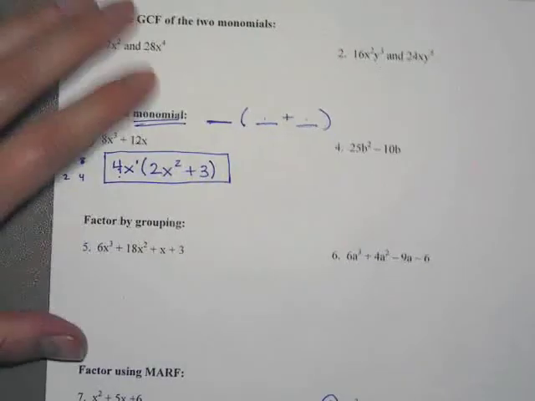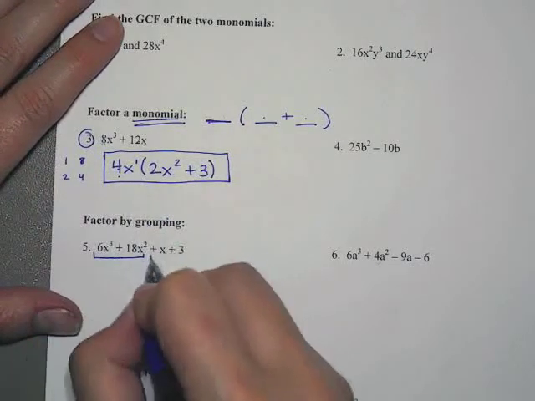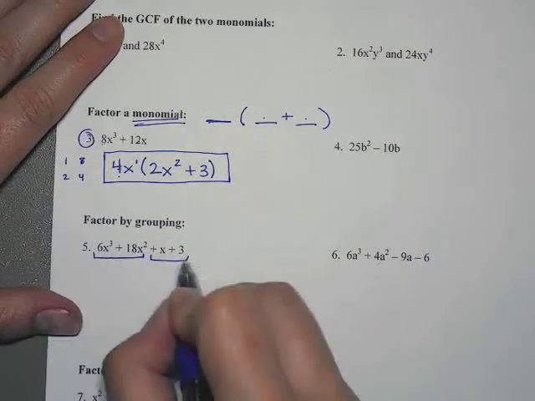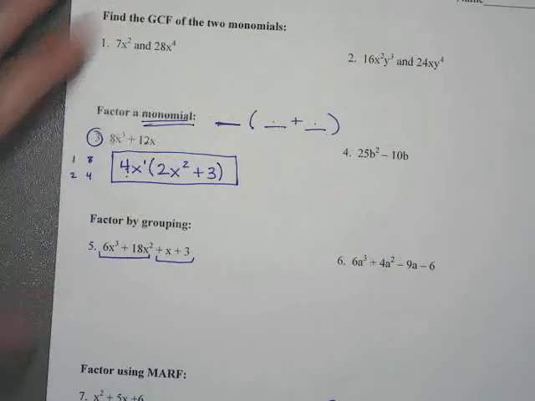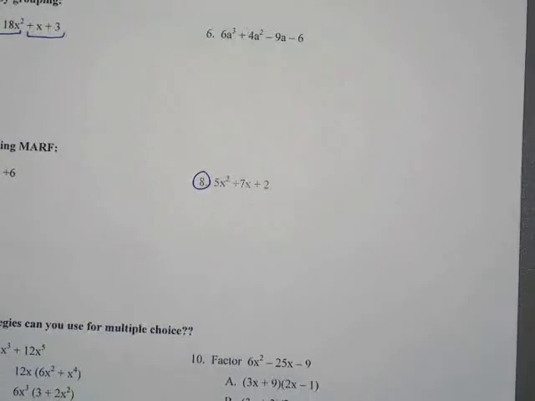All right, when you're doing factor by grouping, I'm not going to work through a whole problem here, but basically you're just doing that same process, but you do it twice, okay? You do it here, and then you do it here, okay? And we'll actually look at that down here when we do MARF, because factor by grouping is the last step of MARF. All right, so let's look at number 8, which is a MARF problem.